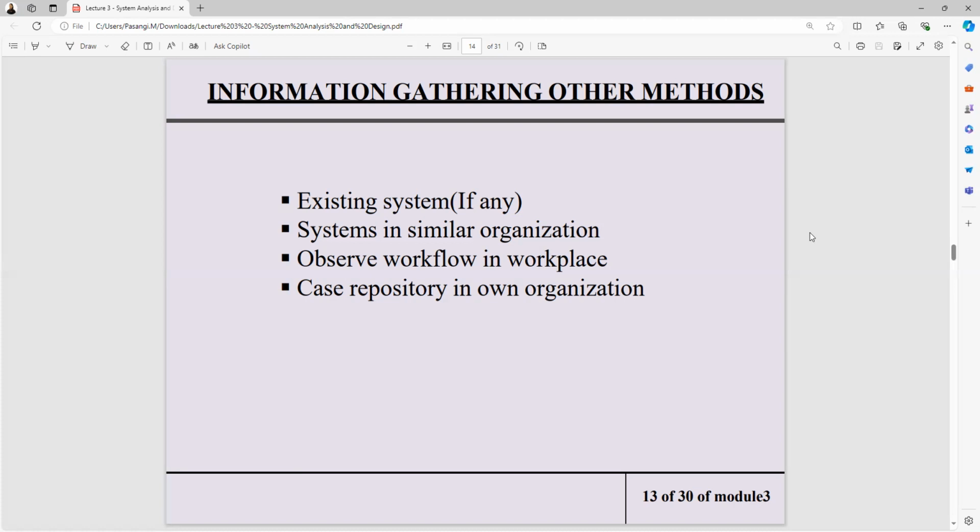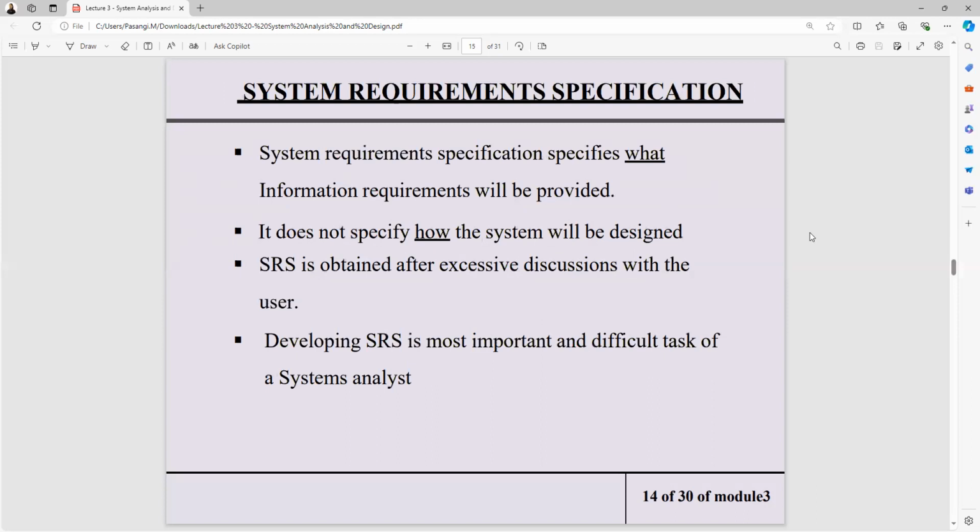If they have an SRS document, or if they have published a paper about their systems, then we need to study those systems as well. It will help you to design and develop a proper, good system for the requested scenario. Then observe the workflow in the workplace. We need to observe the workflow in the workplace, and also the case repository in our own organizations as well.